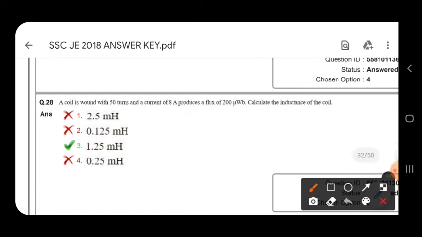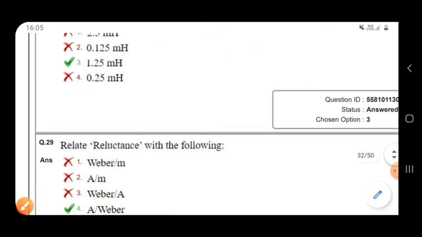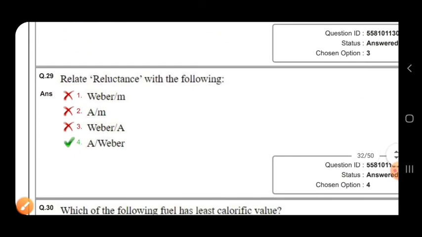A coil is wound with 50 turns, and a current of 8 amps produces a flux of 200 microweber. Calculate the inductance of the coil. L equals N phi upon I. Here N is 50 and phi is 200 into 10 to the power minus 6, and the current is 8 amps. You will find the answer 1.25 millihenry. Friends, just try and you will solve it. If you cannot, then just comment.